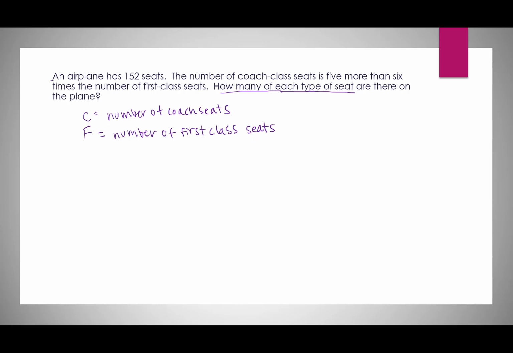As I think about trying to translate some of this, well, my first sentence tells me the airplane has 152 seats. I know those are made up of the 2 types of seats. Let's see, I think it would be fair to say the number of coach seats plus the number of first class seats altogether is 152 seats. That looks like one good equation in 2 variables. What does our next sentence say here? Let's see, the number of coach class seats, that's C, is 5 more than 6 times the number of first class seats, and the number of first class seats is our value F.